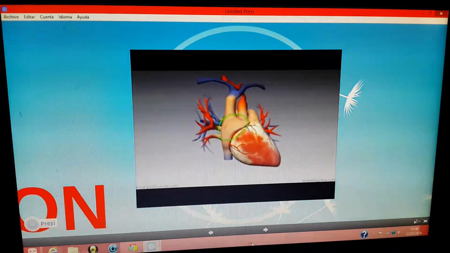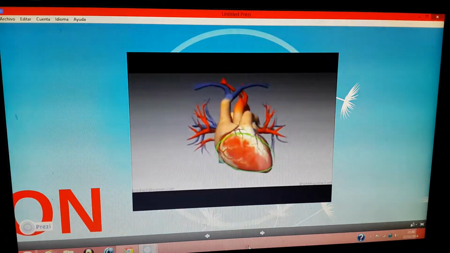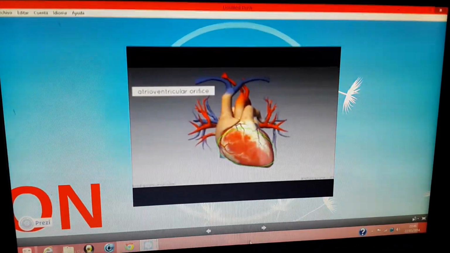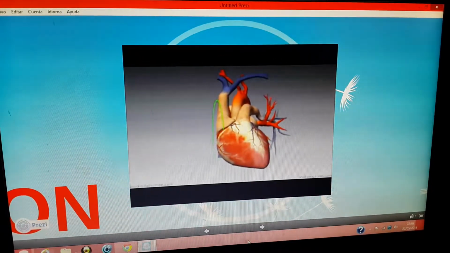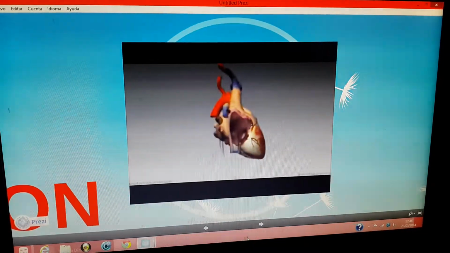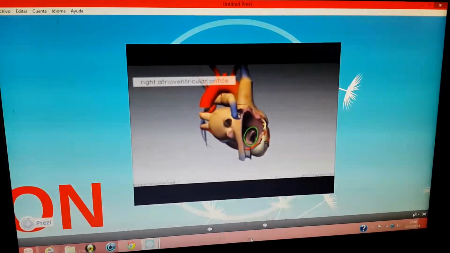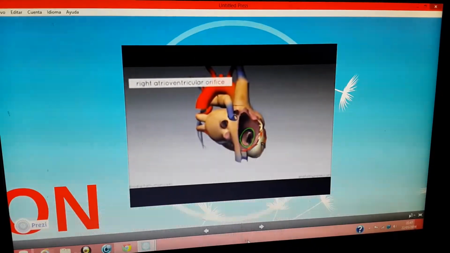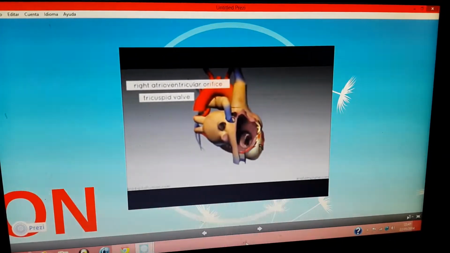So the right atrium contracts and sends blood into the right ventricle through the right atrioventricular orifice. What I've done here is I've just sliced a little bit of the right side of the heart away, and we can take a look inside the heart. So you can see this opening here. This is the right atrioventricular orifice, which opens up from the atrium into the ventricle. And this is closed by the tricuspid valve when the right ventricle contracts.